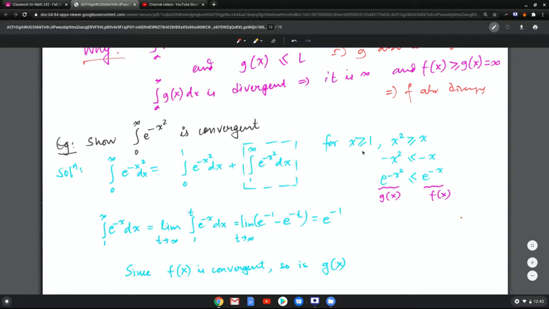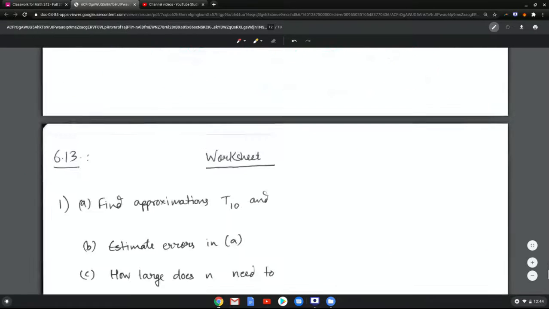Now 1 to infinity, when x is greater than 1, x squared is more than x. Negative x squared is less than negative x, because the inequality flips when you multiply by negative. e raised to negative x squared is less than e raised to negative x. So I let this be f and let this be g. Let's look at the behavior of f. It comes out to be convergent. So is g, which in our case is e raised to the power negative x squared. So that shows that the integral is convergent.